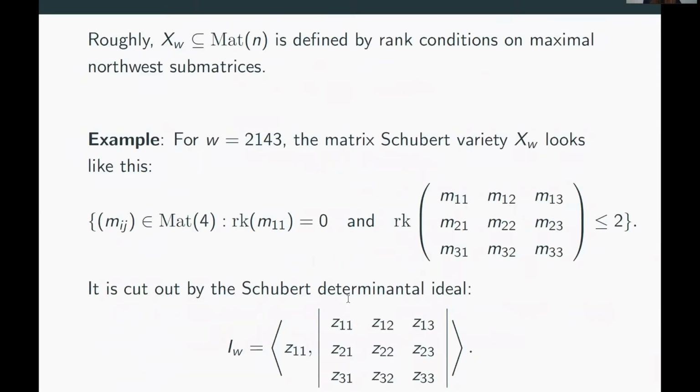But this definition is maybe abstract, but it's a solid definition. Okay, so here's a picture to keep in mind. Again, with our running example 2143, the matrix Schubert variety is defined by this locus of 4 by 4 matrices where the top entry is just 0, its rank is 0. And then this 3 by 3 matrix has rank at most 2. And it has a corresponding Schubert determinantal ideal where you say, well, z11 has to vanish, and this 3 by 3 matrix has to vanish. Okay.